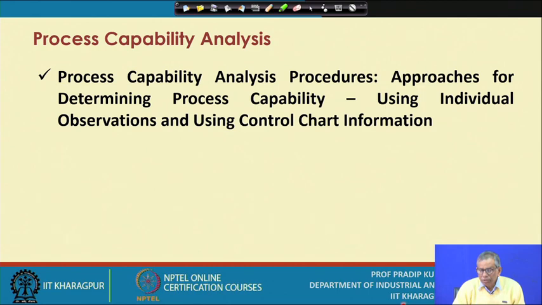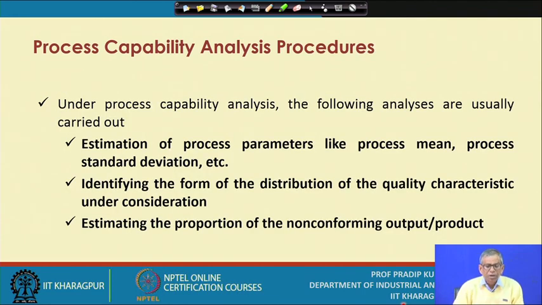Now here, when we talk about approaches for determining process capability related to a particular process, either you are allowed to use the individual observations, so that is the first case, or many a time the control chart information is also made available, so you can also use control chart information. Okay, so I am going to elaborate the approaches you adopt or use for carrying out process capability analysis. Now certain important points you should keep in mind.